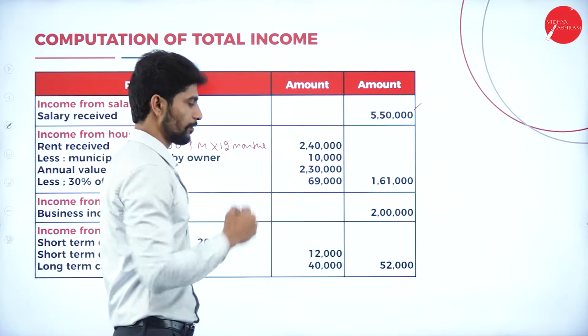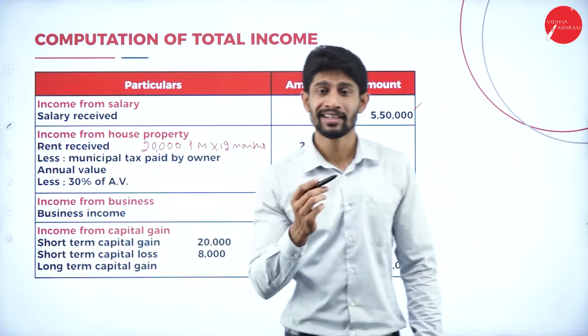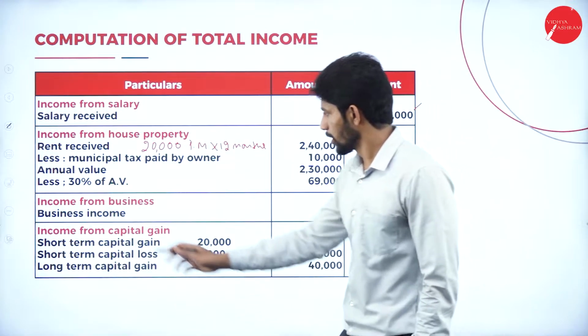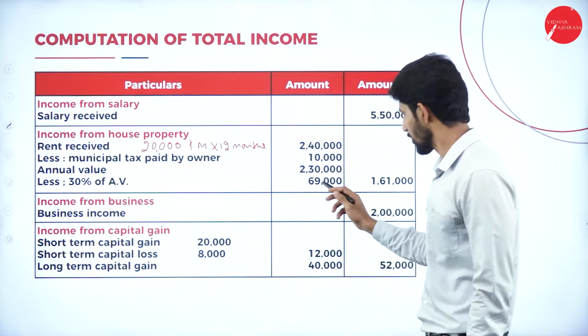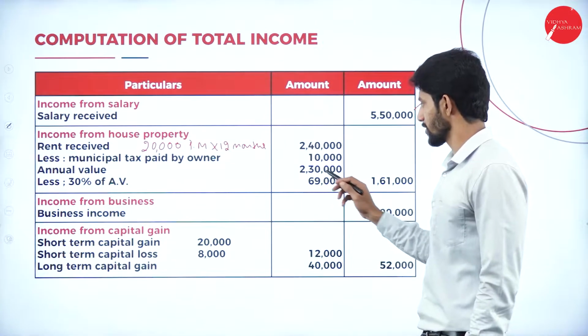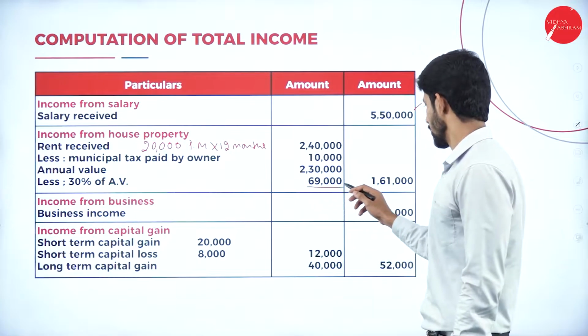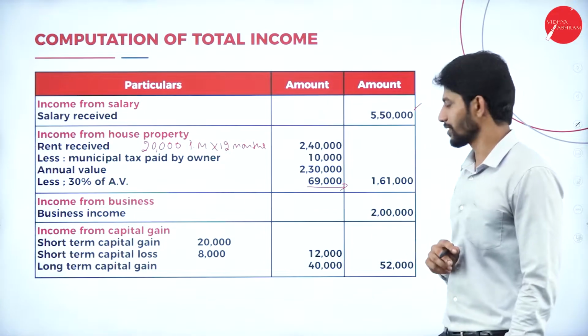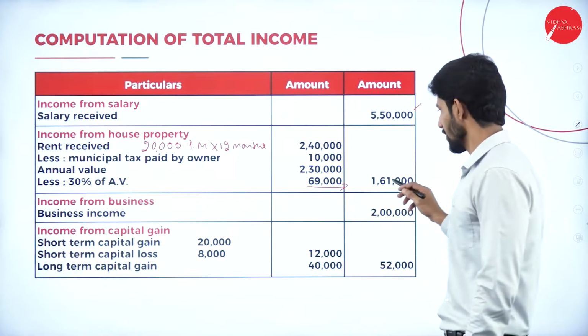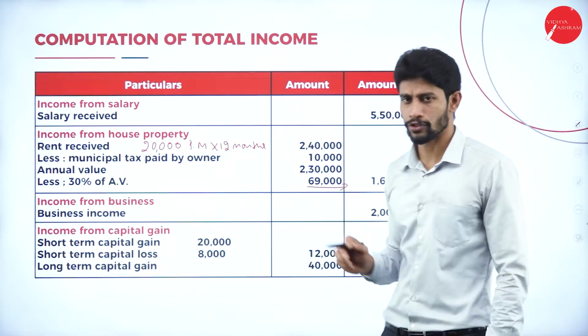On annual value, you are supposed to compute 30% standard deduction. 30% of annual value is 69,000. So deduct 69,000, the balance is 1,61,000. This is called income from house property.